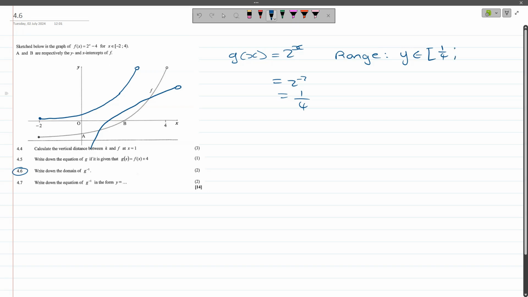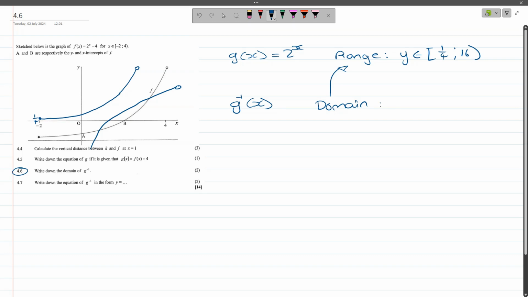So the range goes from 1 over 4, which would be somewhere over here, up to what? So it goes up to 4. Therefore, 2 to the power of 4, we know that's 16. So it goes up to 16, but 16 is not included, so we use the curved brackets. So if this is the range of G, then for G inverse, the domain will be equal to this range.